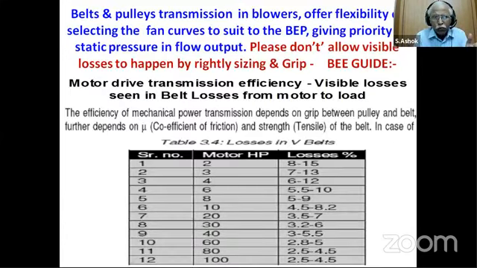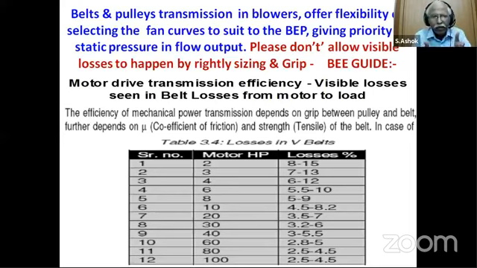Then come the belts and pulleys, the transmissions. Please don't allow the visible losses to happen; rightly size them and ensure the grip. The Indian Dental Association says a toothbrush needs to be replaced once in 3 months. Similarly, all your belts and pulleys are replaceable or consumable, to maintain the grip on the motor and machine. The motor and machine have to be gripped by the belts, and the pulleys should not be glossy.